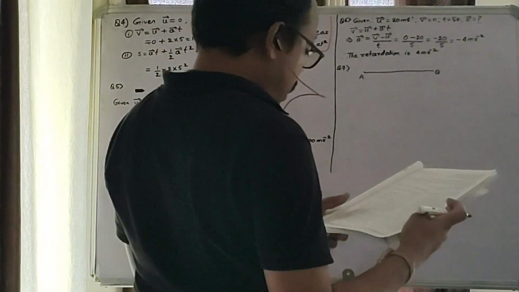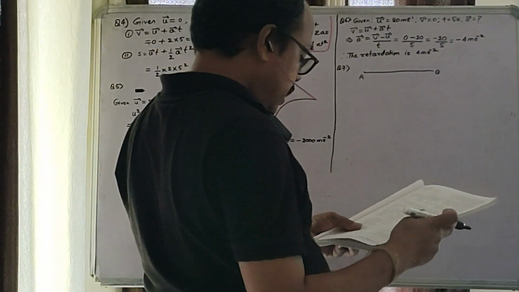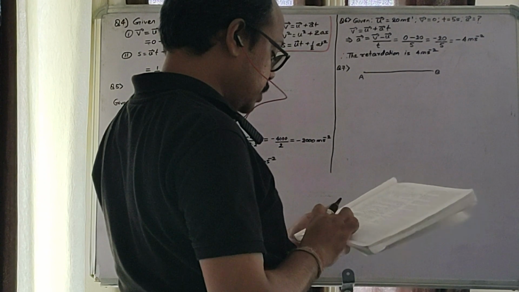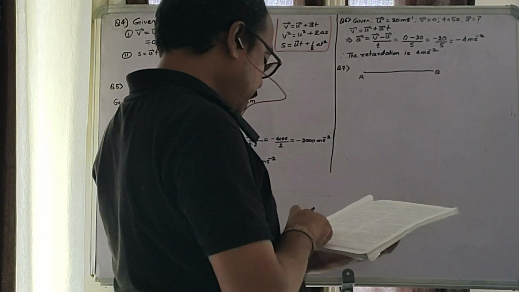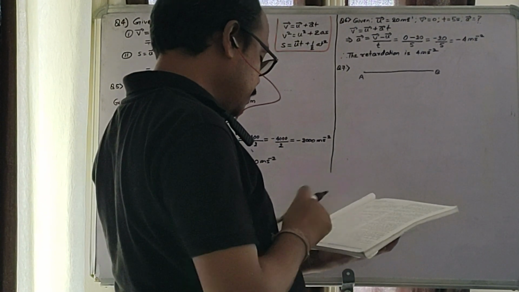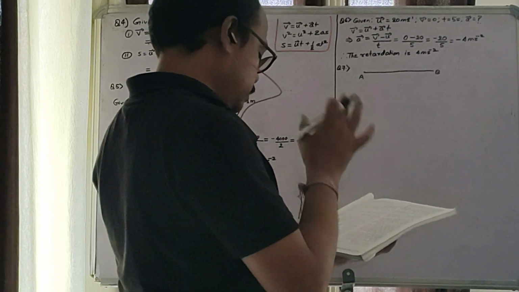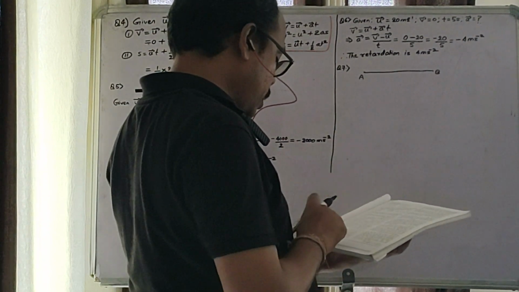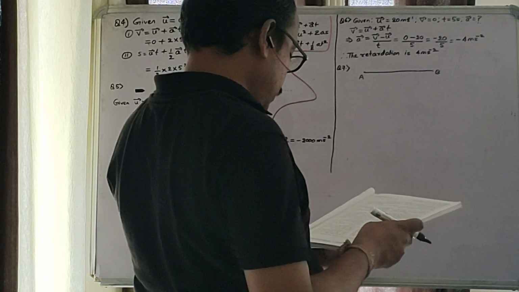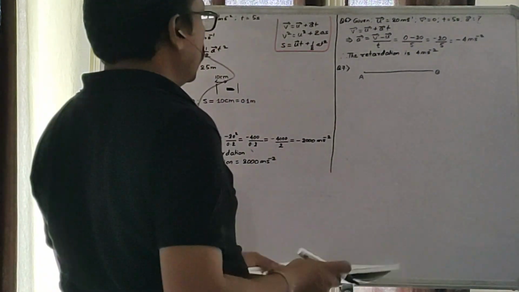A train travels from station A to B with a speed of 60 km per hour, and then comes back with a speed of 80 km per hour from B to A. Find the average speed. Find the average velocity.